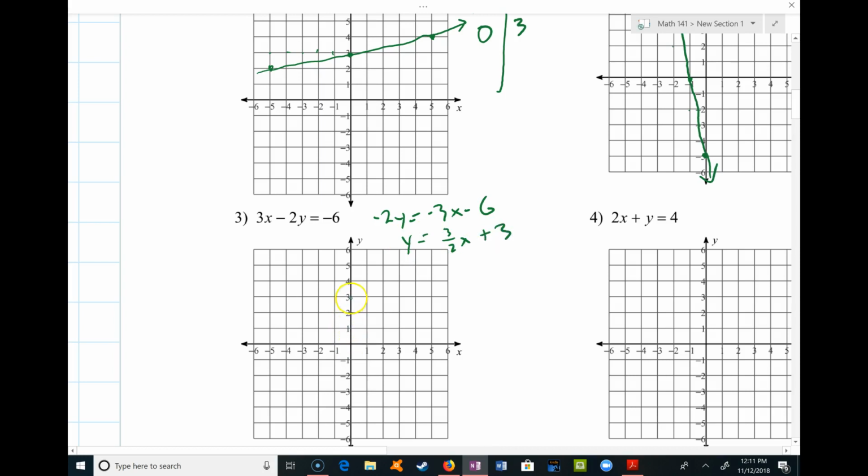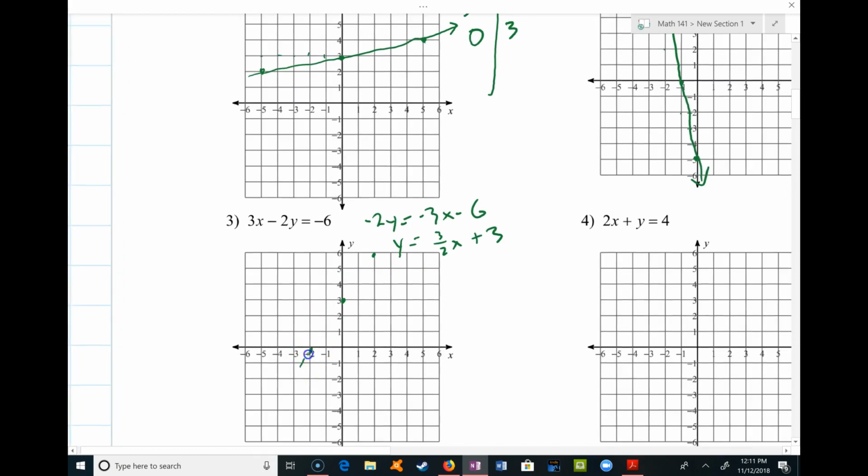So that means I can cross at 3, and this says to go over 2 and up 3. Or go to the left 2 and down 3. And once I do that, I can see a nice clear line come through.